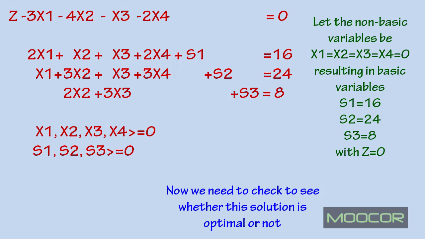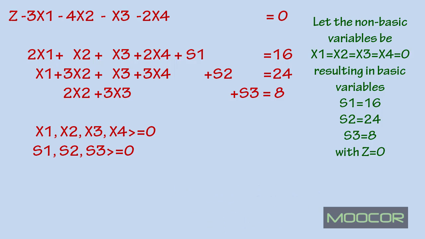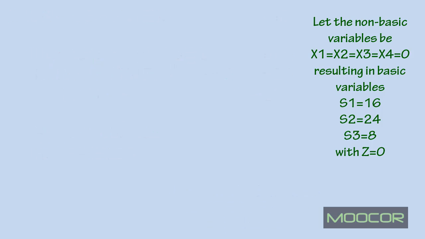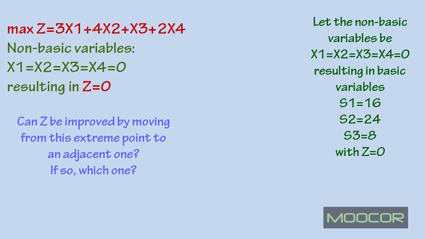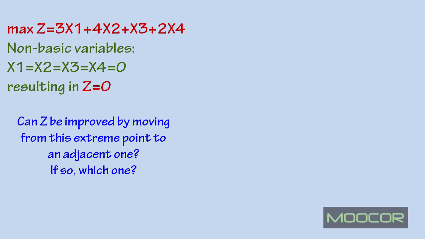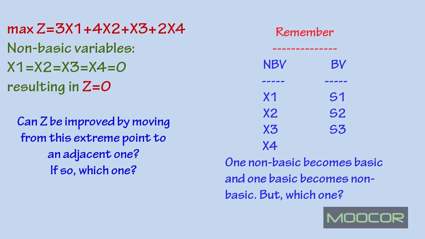Let's look at the objective function of the problem. Non-basic variables x1 through x4 result in z equals 0. Now the question is, can z be improved by moving from this extreme point to an adjacent one? If so, which one? Remember that our set of non-basic variables is x1 through x4 and basic variables s1 through s3. One of these non-basic variables will become basic and another basic variable will become non-basic. But which one?